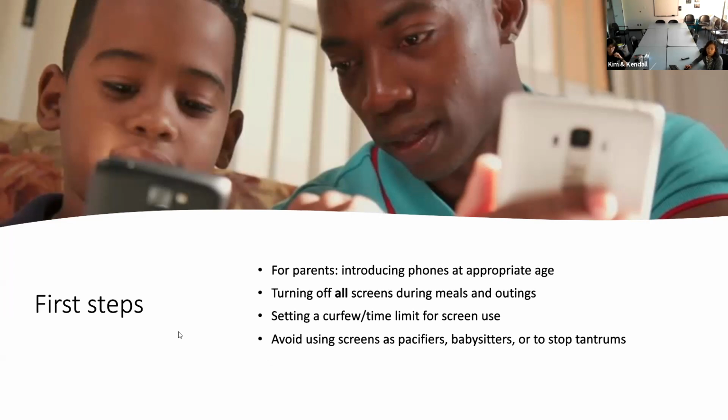Trying to turn off all screens during meals and outings, and really setting a curfew or time limit for yourself for that screen use. We have smart TVs these days, so there is a timer on a lot of TVs these days that you set for 1 hour and it will just shut off and lock you out afterwards. And it's the same thing that goes for apps.